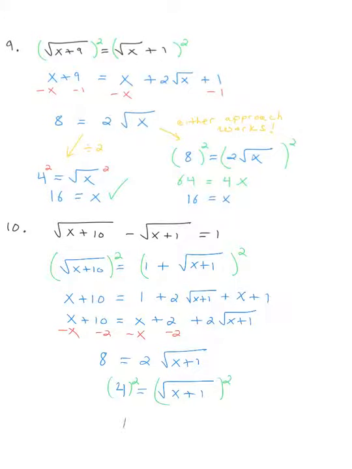On the left, 4 squared is 16. The square root is gone; it's just x plus 1. I'm subtracting 1 from both sides. That means the possibly extraneous solution here is 15. Does that work in the original equation? And the answer is yes, this is a solution, and that's the only one.